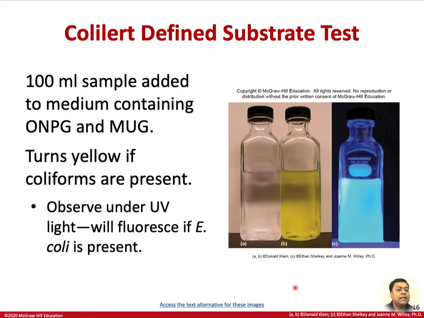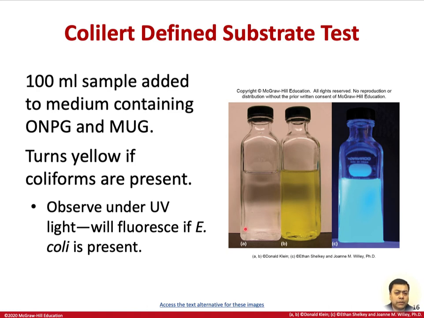There is another test, and this is commercially available. This is known as the ColiAlert defined substrate test. Here you also have a 100 ml sample, and this is added to a medium which contains ONPG and MUG. We are going to talk about that. What are these? What you're seeing is a typical sample bottle, and this is basically a simple test used to detect coliform fecal contaminants in about a 100 milliliter water sample.